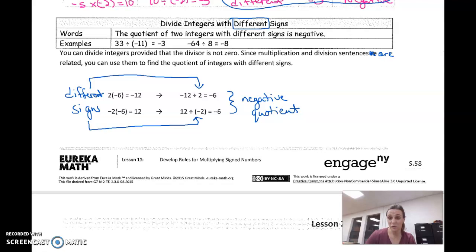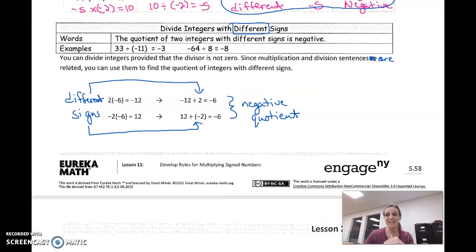So if we start here and we say a positive 2 times a negative 6 is a negative 12, and we write the division problem, negative 12 divided by 2 equals negative 6. It doesn't matter which way we go. And if we have negative 2 times a negative 6, which we know a negative times a negative is a positive, 12 divided by negative 2 is going to be a negative 6. So if we have different signs, negative positive or positive negative, we're going to have a negative quotient.